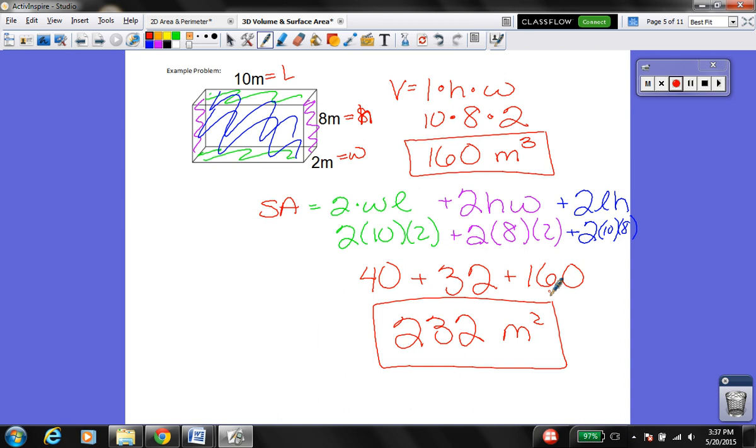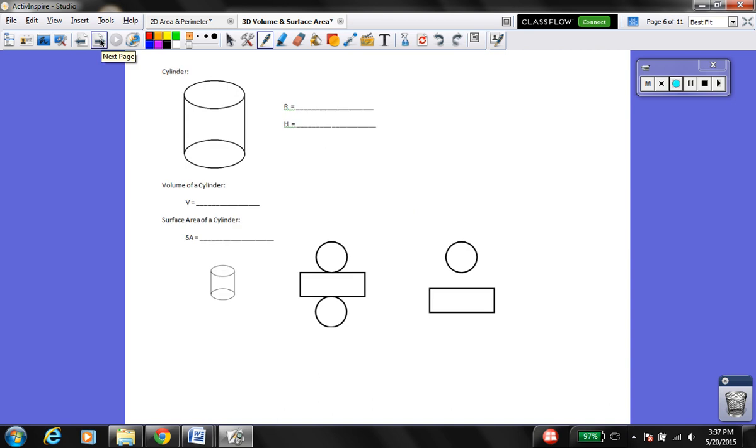Next figure we're going to talk about is the cylinder. In the cylinder we have 2 variables. We have the radius, noted r, and then we have the height. For the volume of the cylinder, we're going to take the area of the base, which is a circle. So the area of the base is pi r squared.